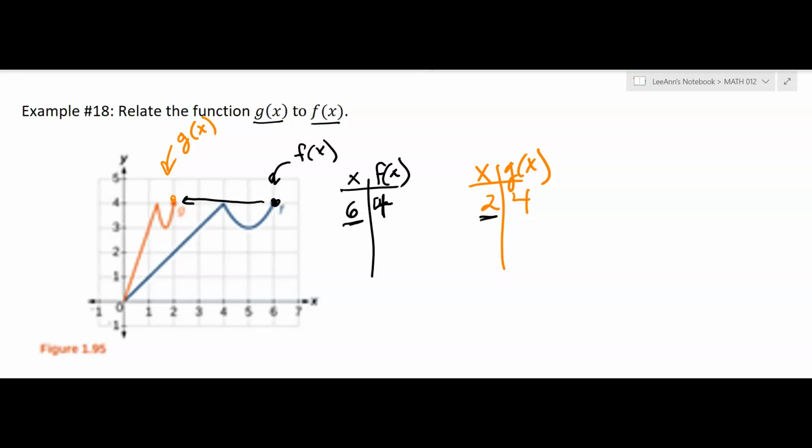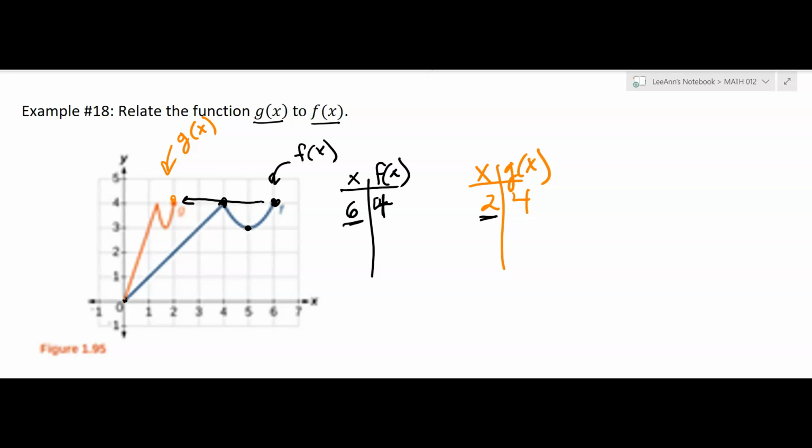Now, you could do that with other points. This might be a good point to look at. This point might be a good one to look at. And then the other point you know is 0, 0. I don't think that's going to be super helpful to you because it's going to stay 0, 0 for both functions. Okay, but I know it's a third.